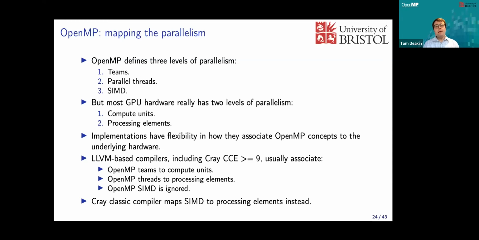So with OpenMP, the implementations actually have a lot of flexibility in how they might map these parallel concepts of teams, threads, and vectors to the underlying hardware. It's not stipulated what each one of those has to mean in hardware, and this gives the compilers flexibility to map the right ones to the right bits of hardware at the right time. It's important to know that sometimes the mapping may change depending on the context, and I'll show some examples of that.